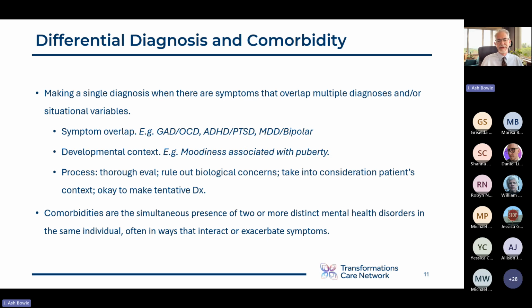So common pairs, where oftentimes it can go one way or the other, are generalized anxiety disorder or OCD. Sometimes symptoms can go to one or the other. Another one is ADHD or PTSD. This is really common with children.